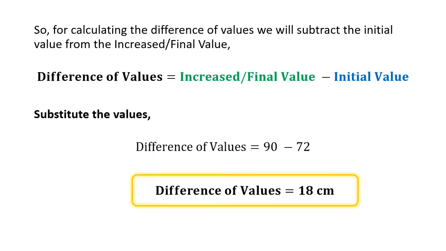So, for calculating the difference of values we will subtract the initial value from the increased or final value. After subtracting we have 18 cm, so there is an increase of 18 cm in the length of the elastic band after being stretched.